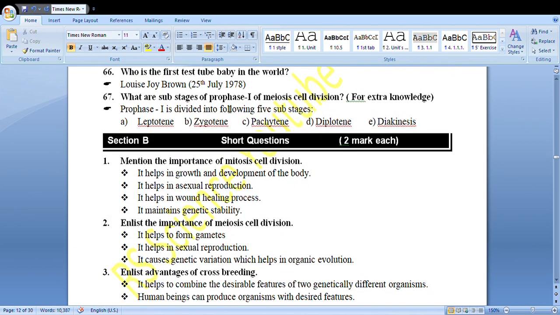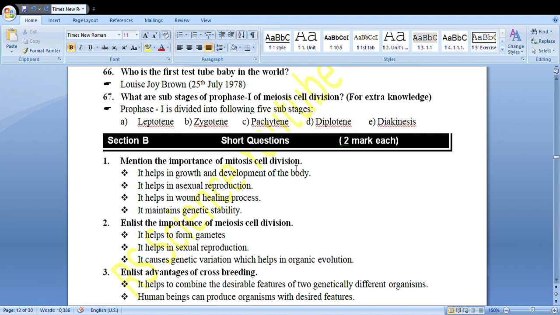What are the sub-stages of prophase 1 of meiosis cell division? Just for extra knowledge, prophase 1 is divided into the following 5 sub-stages: leptotene, zygotene, pachytene, diplotene, and diakinesis. Short question, 2 marks, section B.